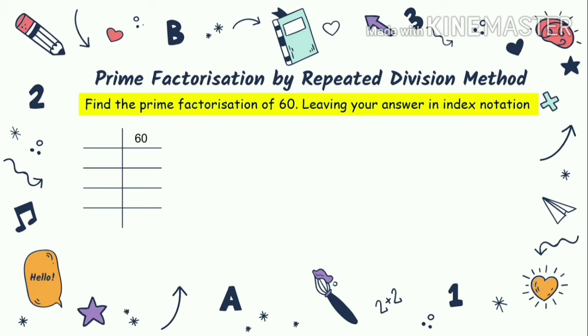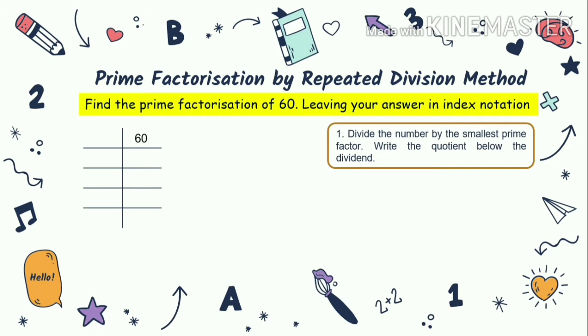First, you need to write 60. The first step is to divide the number by the smallest prime number, and then write the quotient below the dividend. So what is the smallest prime number? Yes, 2. So you divide by 2, and 60 divided by 2 equals 30, and then you write the quotient below the dividend. So you write 30 below 60.